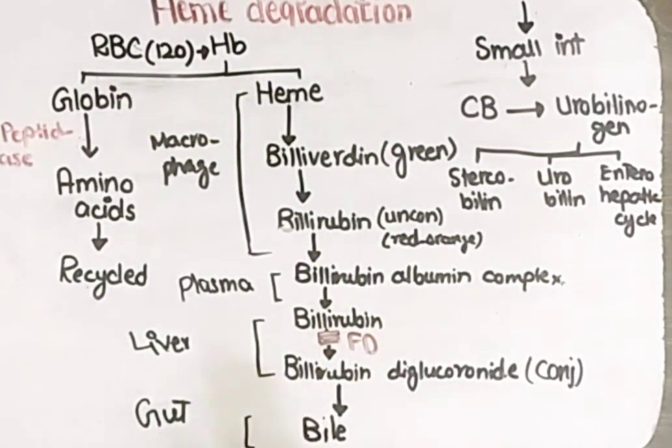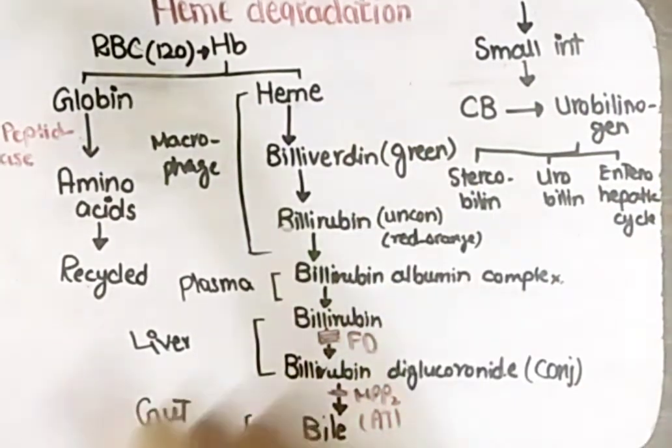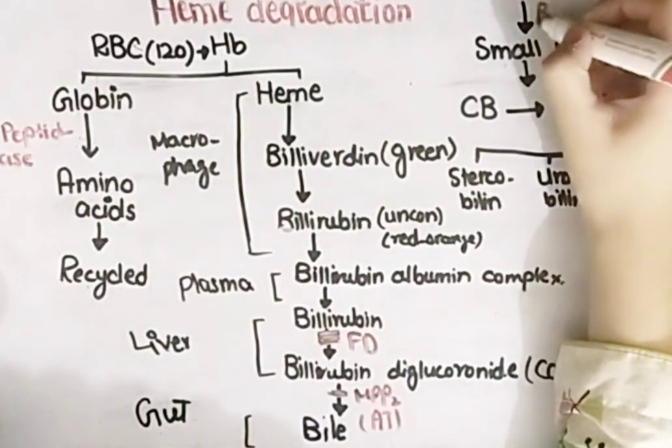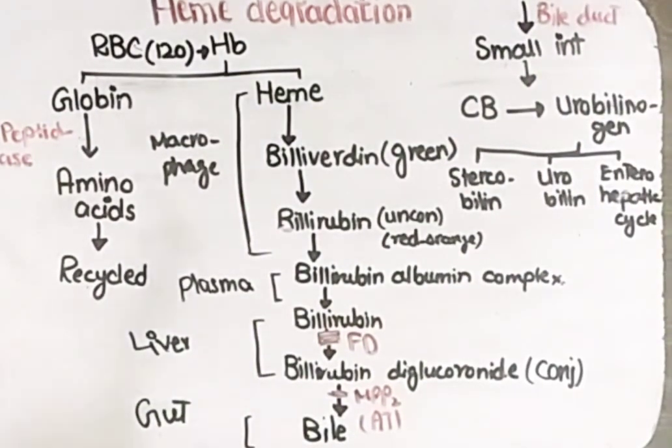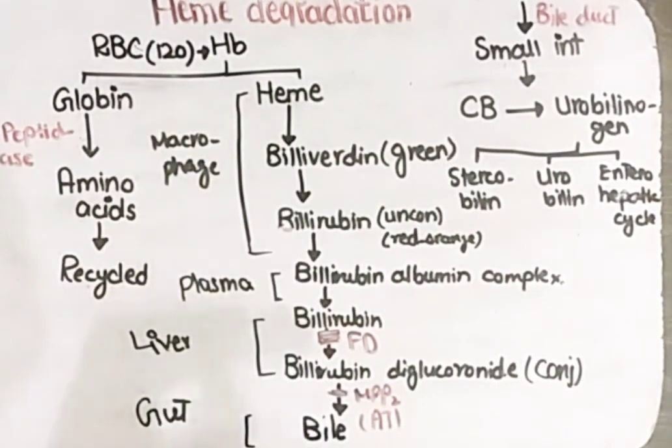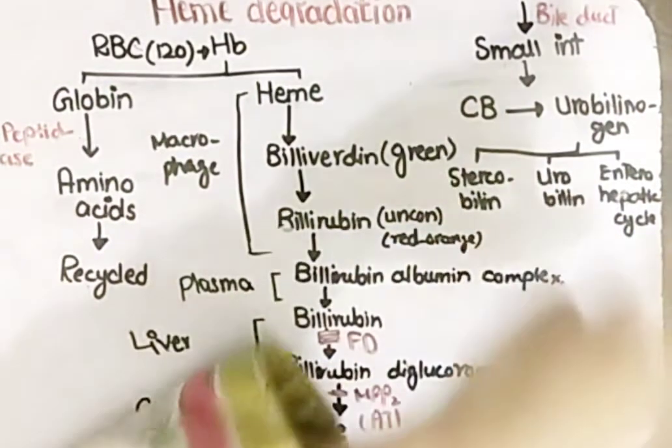Now this bilirubin is transported into bile with the help of MRP2 protein, and it was active transport. Do remember these points. It was active transport. Now this bile is transported into the small intestine with the help of the bile duct. Now in the small intestine, microbes were present. What happened, that conjugated bilirubin undergoes hydrolysis and reduction with the help of microbes and is converted into urobilinogen.